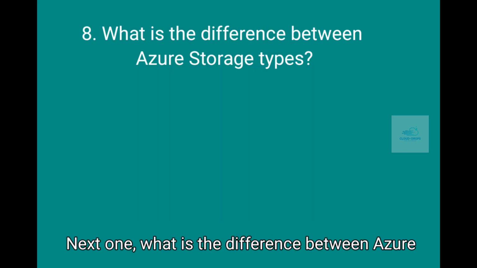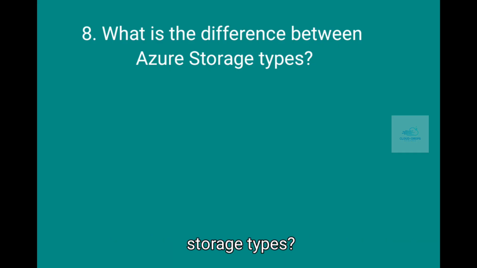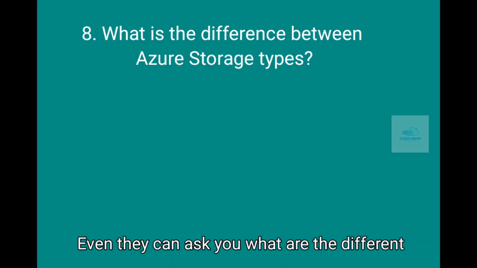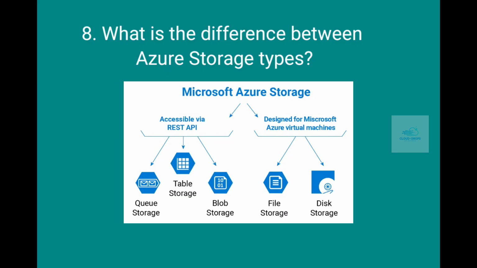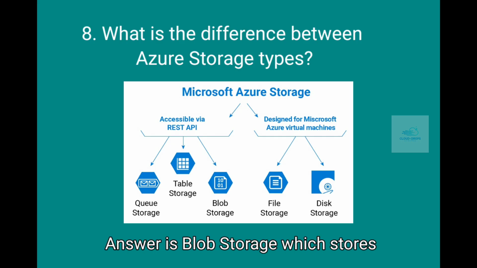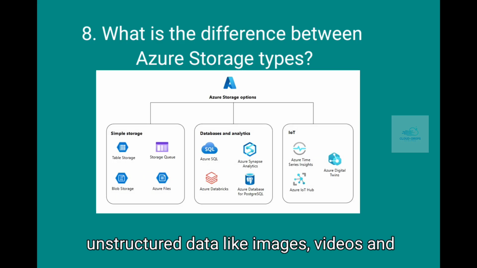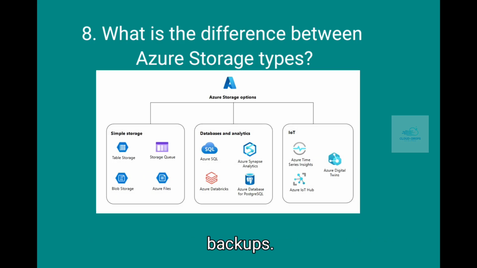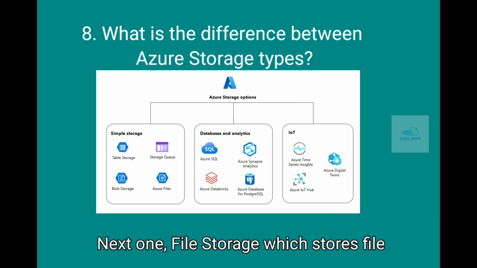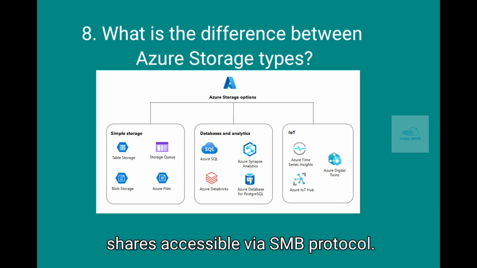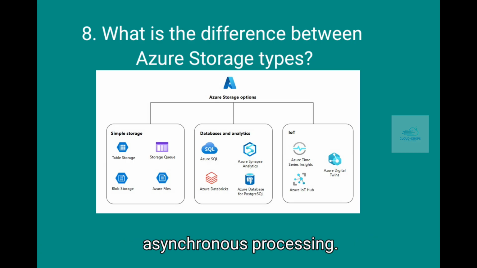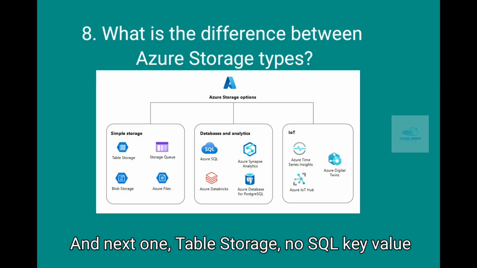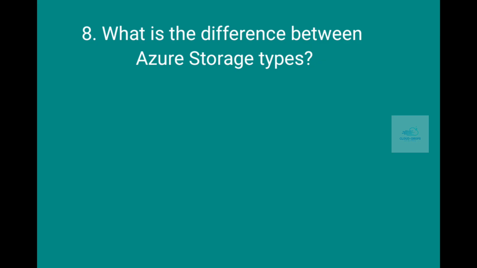Next one, what is the difference between Azure storage types? Even they can ask you what are the different types of storage options in Azure. Answer is blob storage, which stores unstructured data like images, videos, and backups. Next one, file storage, which stores file shares accessible via SMB protocol. Queue storage, message queuing service for asynchronous processing. And next one, table storage, NoSQL key value store for structured data.